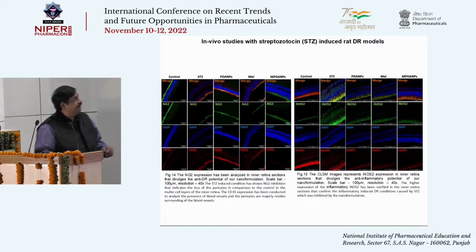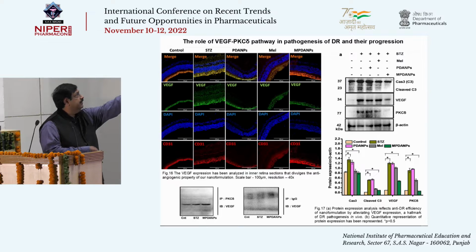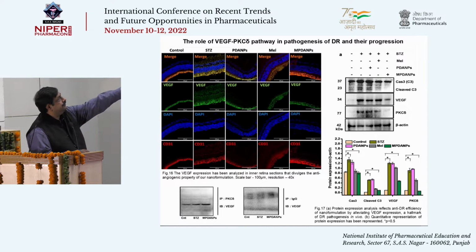The next panel is for iNOS, a well-known inflammatory marker. That is lit up following the STZ treatment and diminished in the nanoformulation group. Finally, we checked the involvement of VEGF and caspase-3. You can see VEGF is highly stimulated following STZ, and it returned almost to the control level following the therapy, and that is supported by the Western blot.